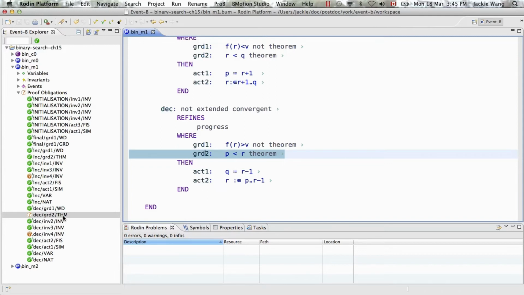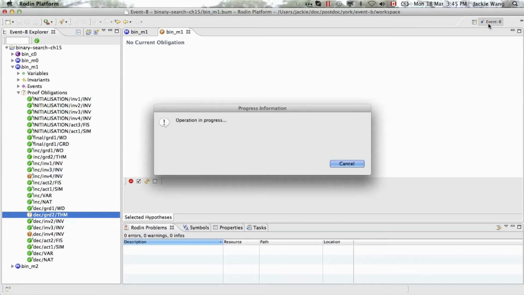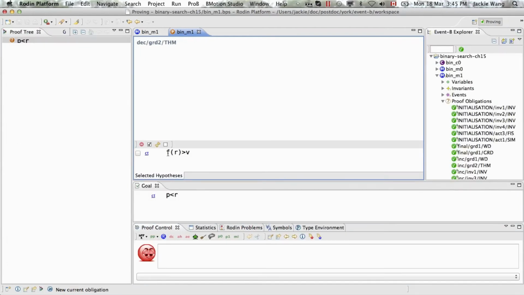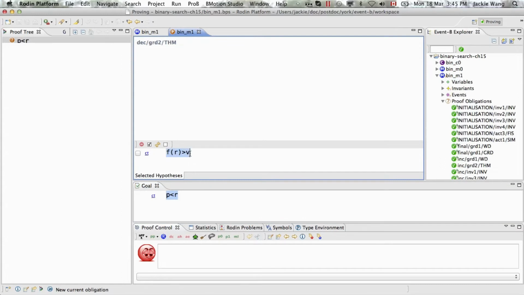First of all, let's double click on the corresponding proof obligation that has not been discharged, the theorem of guard number 2 for decrements. Let's double click on that and we switch to the proving perspective, and this is what we are supposed to prove. This expression here is the guard of the event's decrements, and this is the new theorem that we added for event's decrements. However, this guard alone is not sufficient to prove the truth of this theorem.